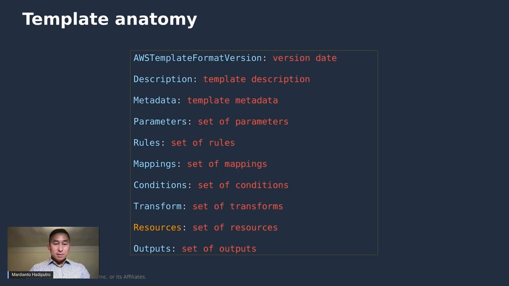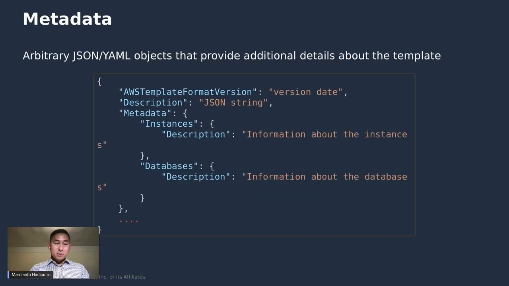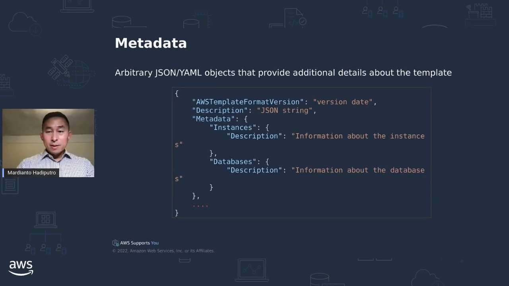Okay. So let me go quickly through the metadata first before I break for a question. First, the metadata section contains arbitrary JSON or YAML data, depending on the language of the template. You can specify objects that provide additional information about the template, for example, a description for your instance. Shown here is a JSON formatted example of metadata.